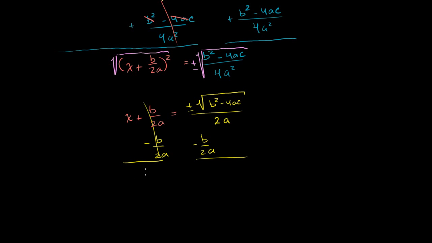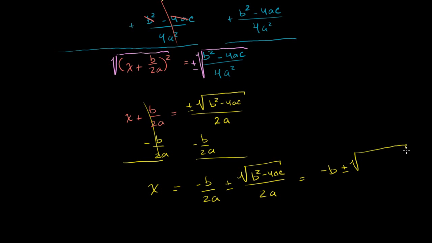The left-hand side, we just end up with our x. And then the right-hand side, we have a negative b over 2a plus or minus the square root of b squared minus 4ac, all of that over 2a. Or since we have the same denominator, we can write this as negative b plus or minus the square root of b squared minus 4ac, all of that over 2a. And we're done. We've solved for the x's.